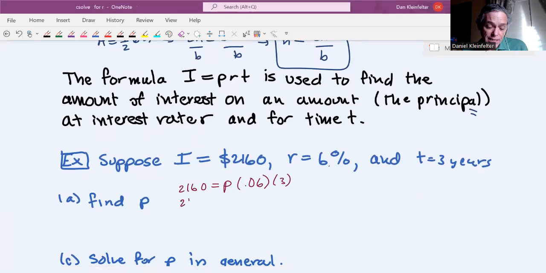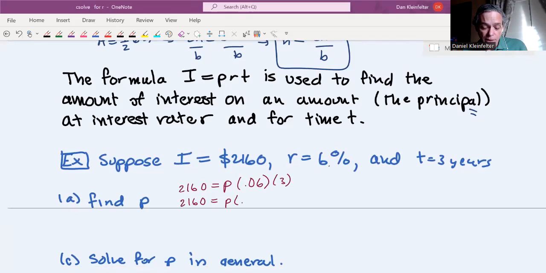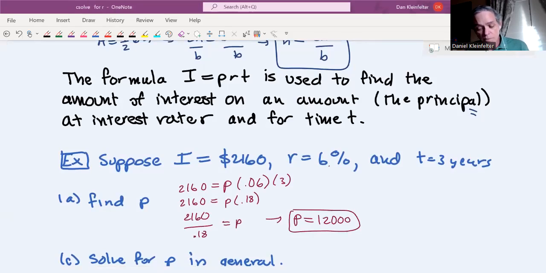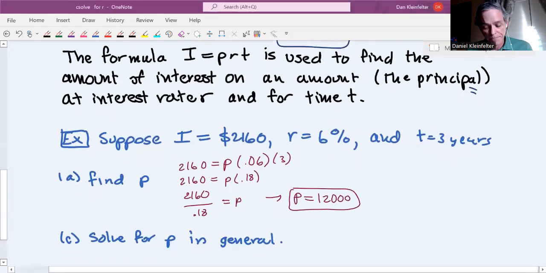Okay, so then let's work on solving for P. 0.06 times 3 is 0.18. And then 2,160 divided by 0.18 will give us our P. Let me use a calculator to save us a little time. That's 12,000, looks like. Yeah, 12,000 for P. So $12,000 would have been the amount originally invested here.